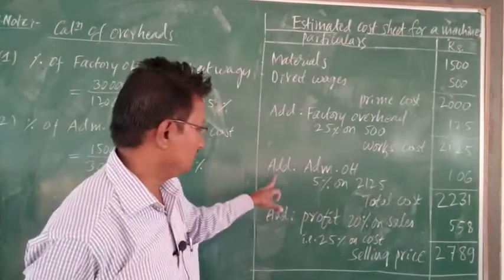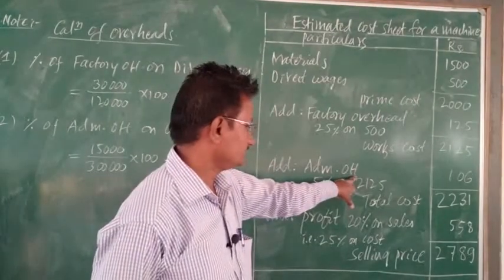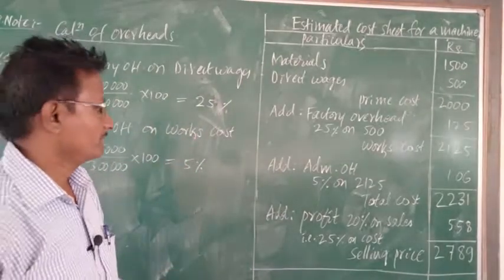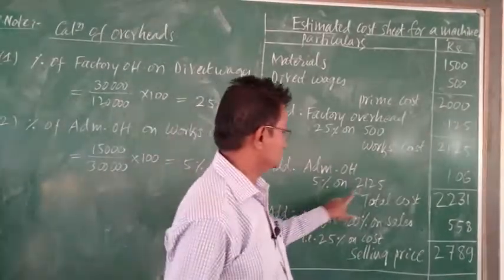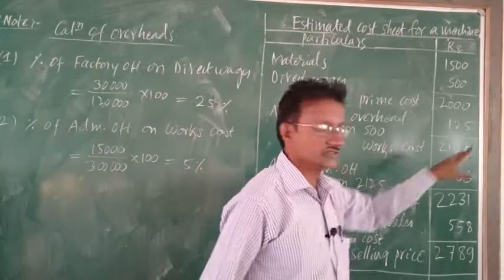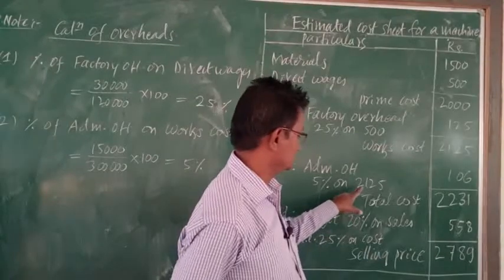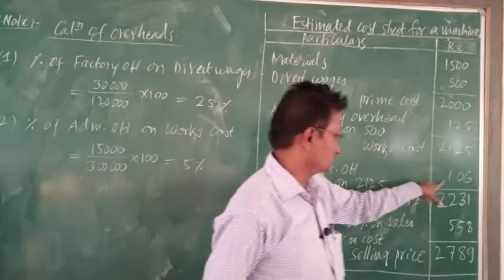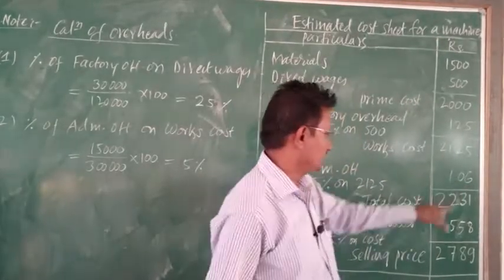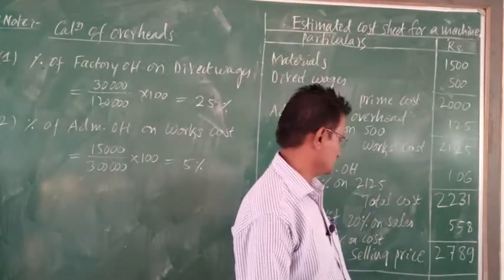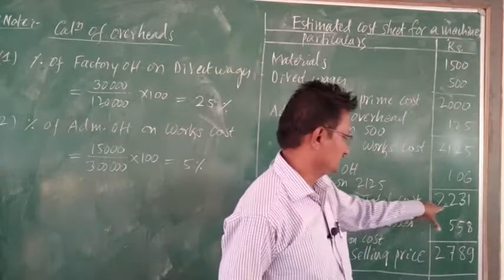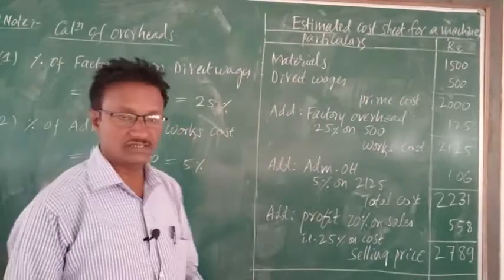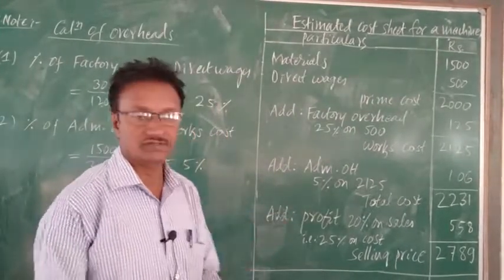Next we have to add administration overhead. Administration overhead is 5% on works cost. Here works cost is 2125. So 5% on works cost, that is on 2125, it becomes 106. So by adding 106 to the works cost, the total is 2231, and it is the total cost because there is no other selling and distribution cost.